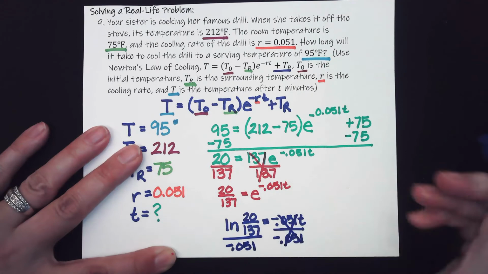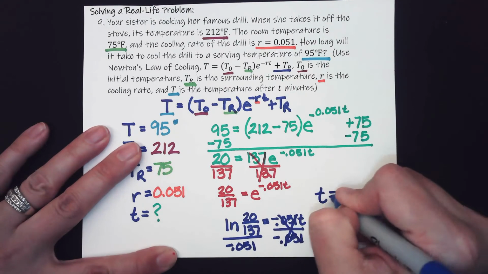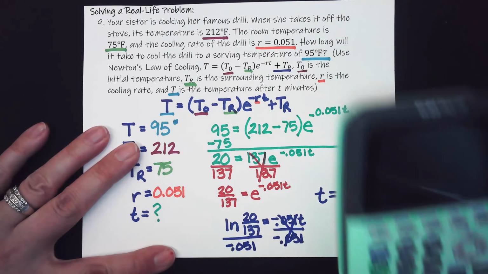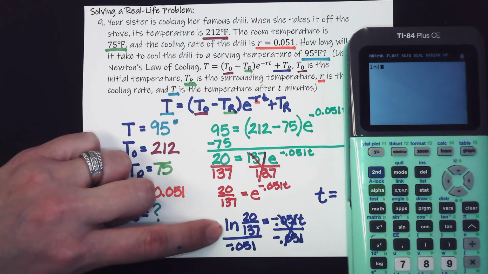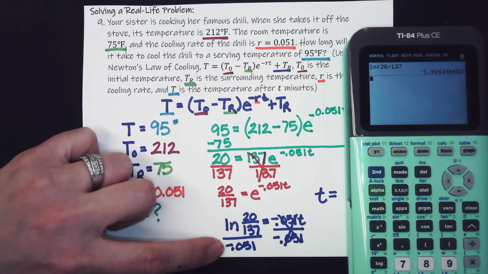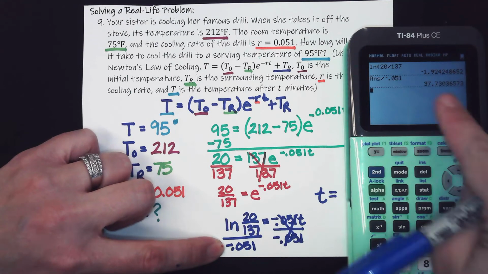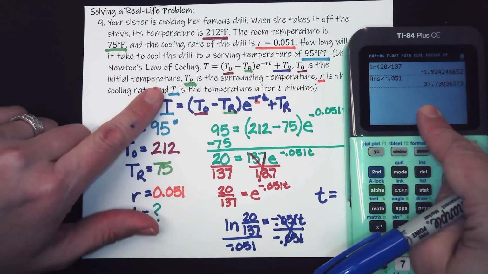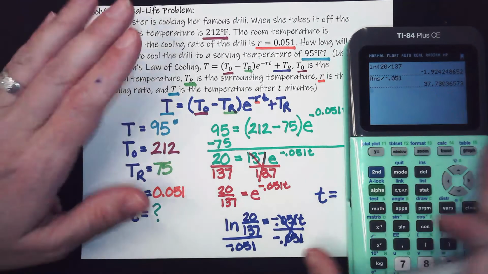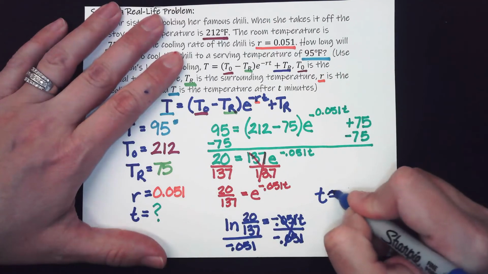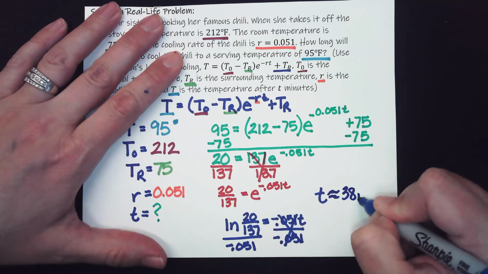So over here, I'm left with t equals, and we're going to have to get out the calculator to figure that out. So on the top, I have the natural log of 20 divided by 137. I'm going to go ahead and push enter, then divide that answer by a negative 0.051. And I get 37. So this says, let's make sure we answer the question right. How long will it take? I'm just going to round it. It's going to take approximately 38 minutes.